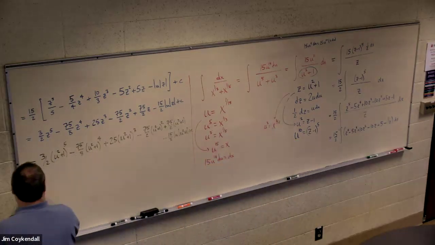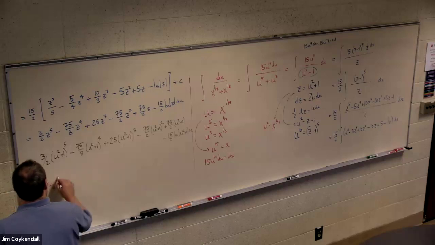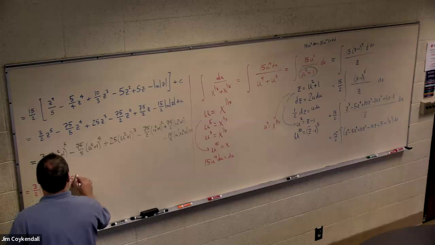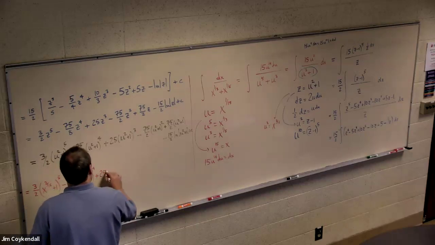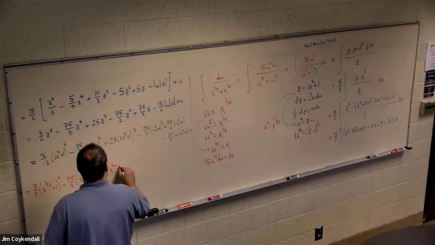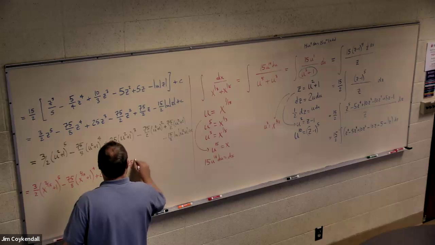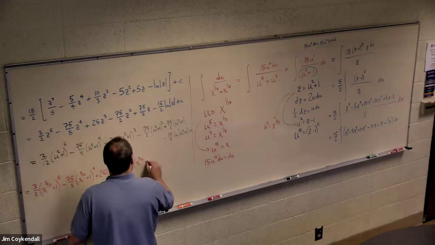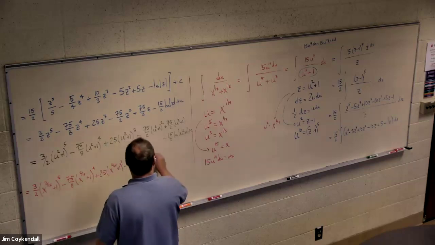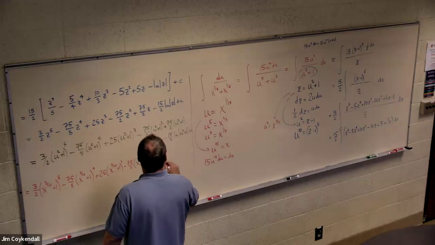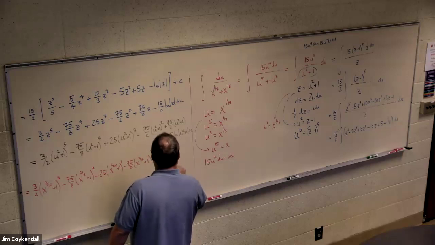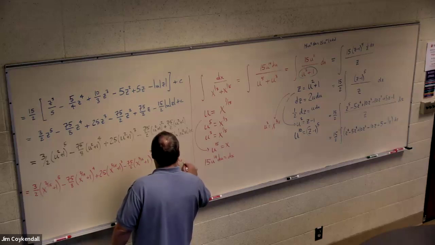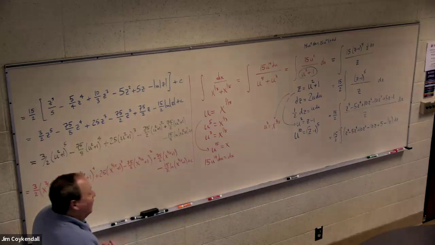So this becomes 3 halves (x^(2/15) plus 1) to the 5th power, minus 75 eighths (x^(2/15) plus 1) to the 4th power, plus 25 (x^(2/15) plus 1) cubed, minus 75 halves (x^(2/15) plus 1) squared, plus 75 halves (x^(2/15) plus 1), minus 15/2 natural log of (x^(2/15) plus 1).